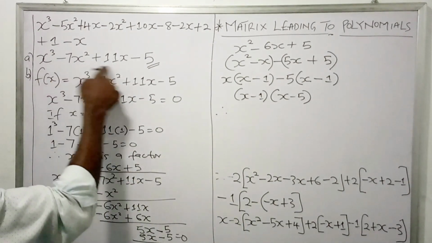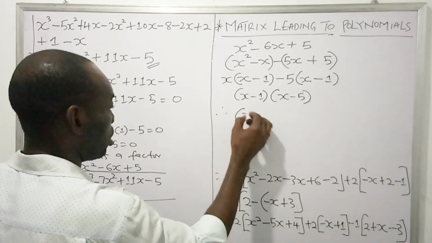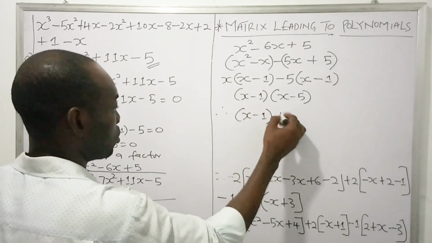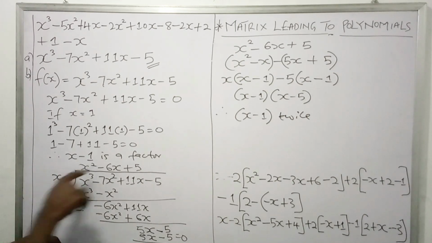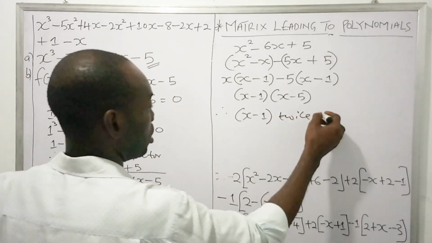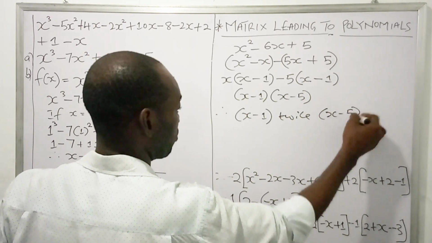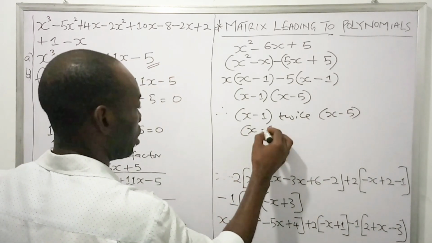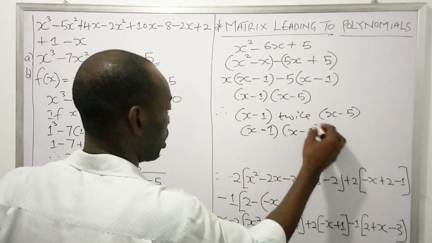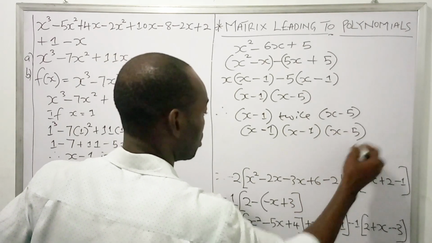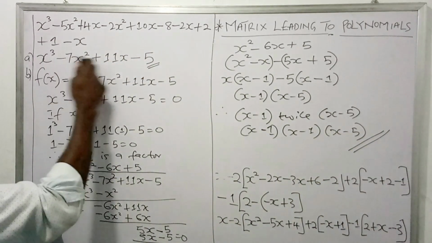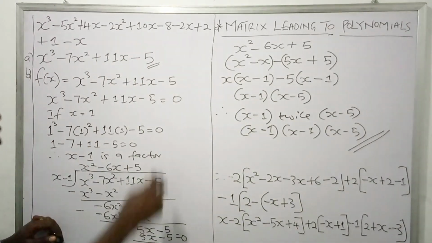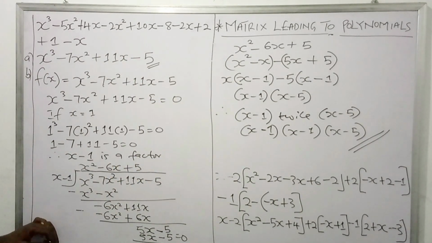So therefore, the factors of this expression are x minus 1 twice. Because this is one of the factors, x minus 1, and we have another x minus 1 here, and also x minus 5. You just put it that way: x minus 1, x minus 1, and x minus 5. They are the factors of this expression that we equated to 0. So that's the solution to the B part of the question.